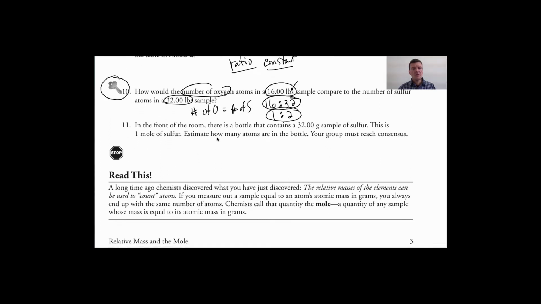In the front of the room, there's a bottle that contains a 32 gram sample of sulfur. This is 1 mole of sulfur. Estimate how many atoms are in the bottle. Your group must reach consensus.